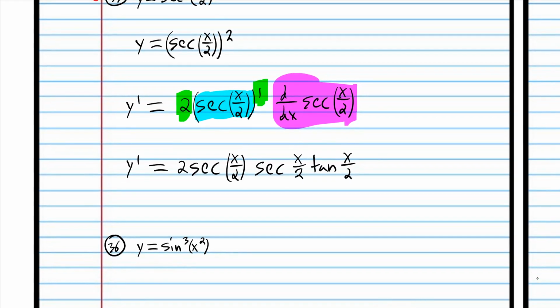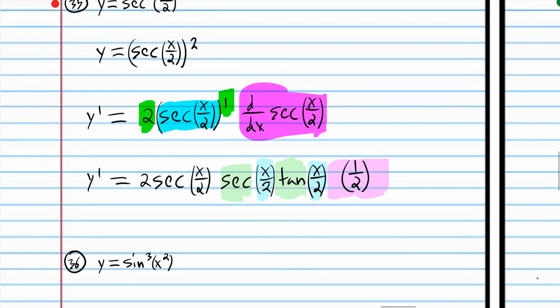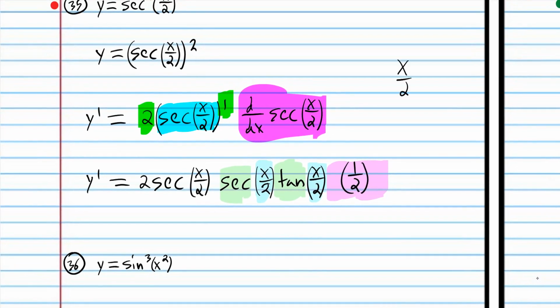That's the derivative of the outside, keeping the inside, and we should use parentheses probably, and then we're going to multiply by the derivative of the inside, which is just 1/2. Remember, if you have x over 2 and you want to find the derivative, you can just write that as 1/2 x. So you're just using the constant multiple rule.